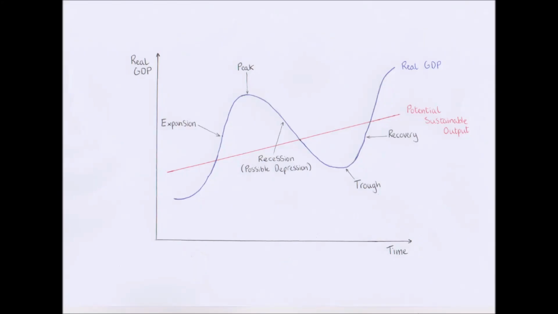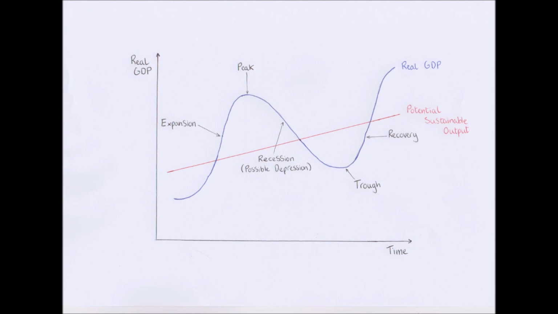So you should now see the business cycle graph on your screen, and you'll notice that the straight line in red represents the potential sustainable output, and it is upward sloping, and we'll come to that later in the video. And then the curved blue line represents GDP, which has been inflation adjusted. And each one of those stages we're going to go into now.